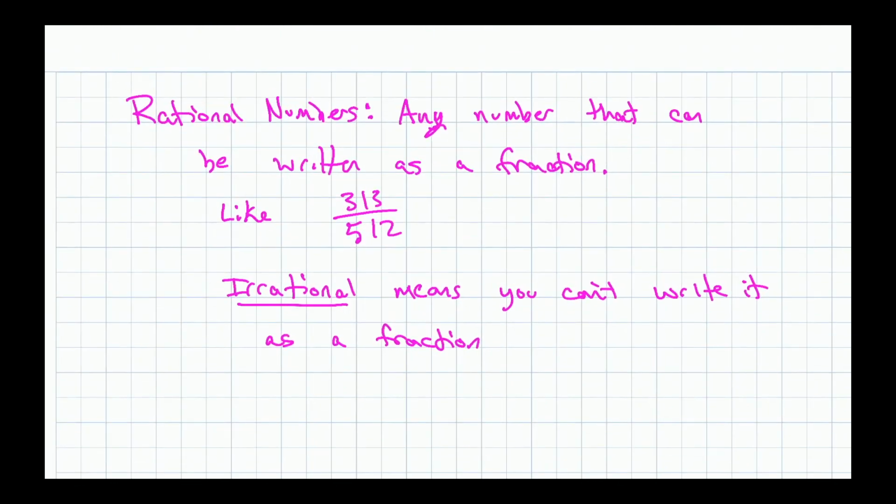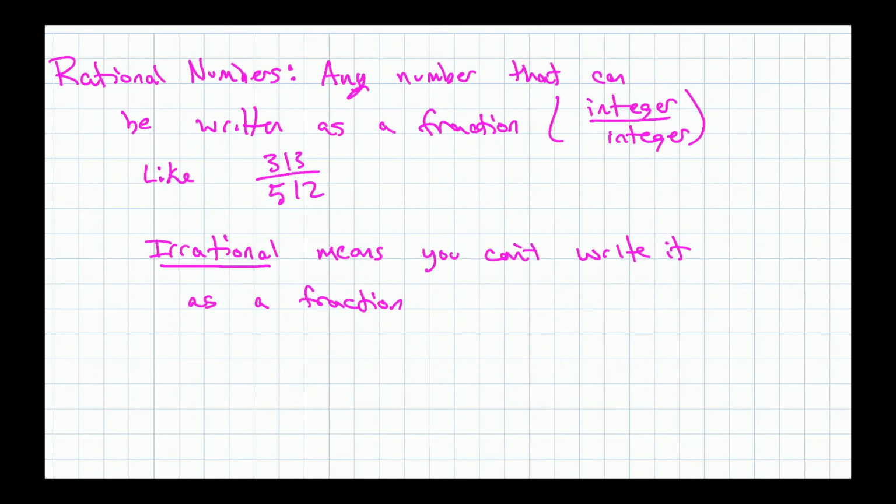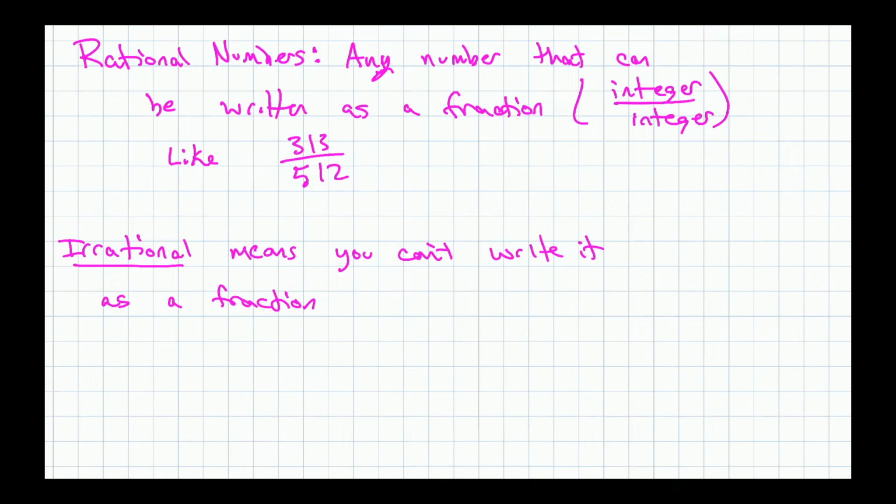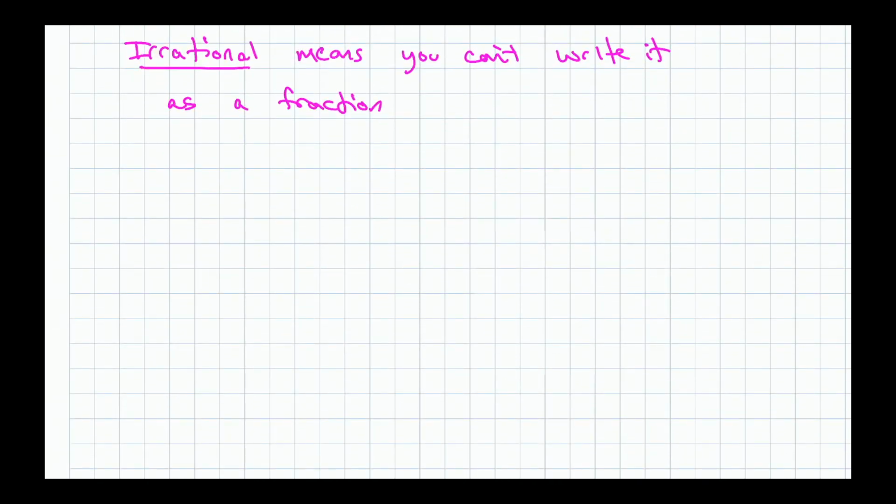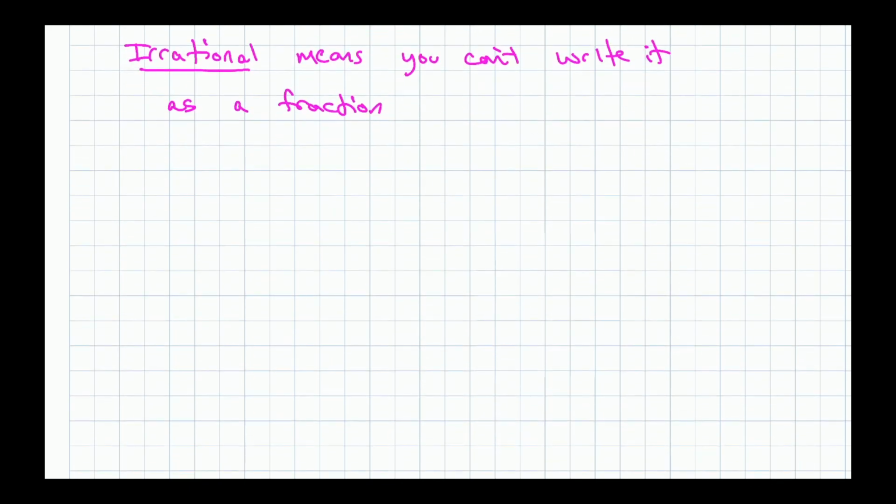Can't write it as a fraction. Now, I'm being lazy here. Any number that can be written as a fraction, but specifically that means an integer divided by an integer. So, for example, hopefully you know that pi is irrational. You can still write pi as a fraction, right? You can say pi is pi over one, but it's still irrational because pi is not an integer, so those are not integer numbers in the numerator and the denominator. Irrational means you can't do that. And so things like pi, e, square root 3, etc. are all irrational.